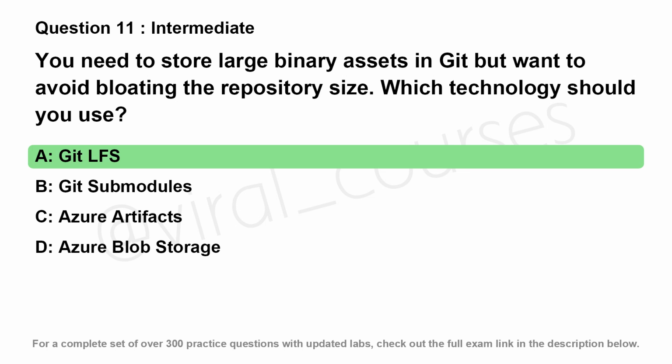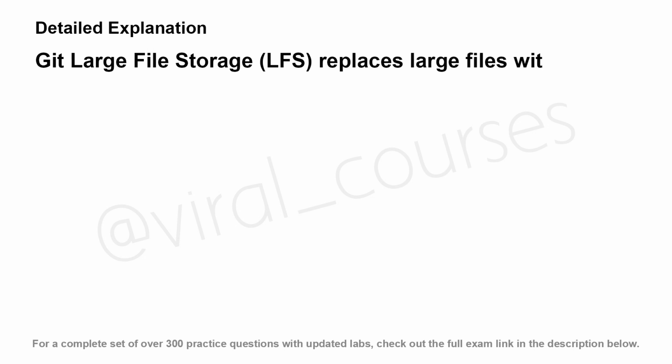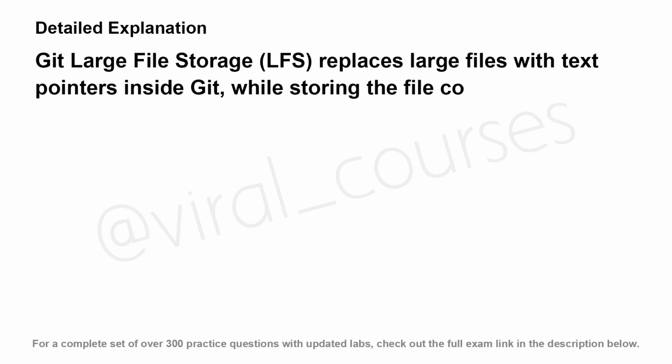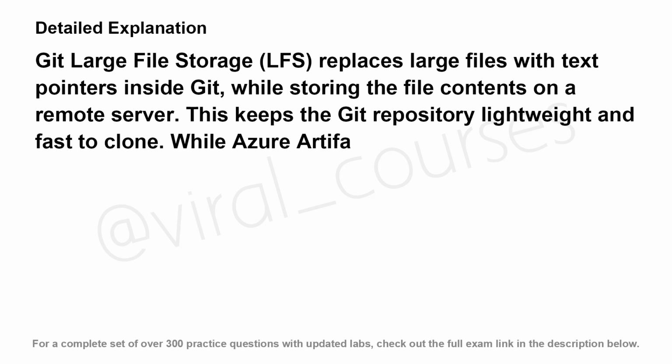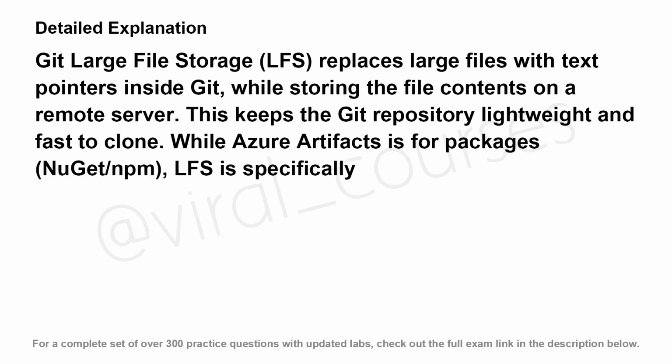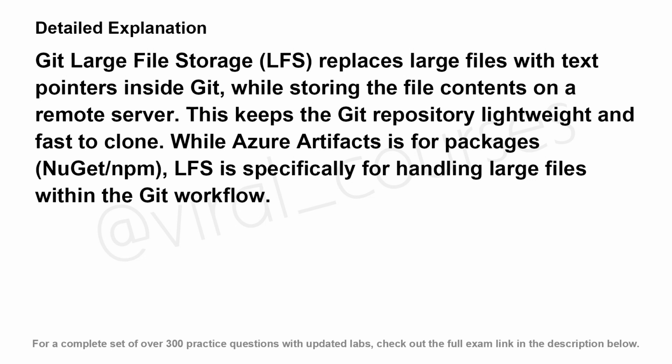The correct answer is A. Git Large File Storage, LFS, replaces large files with text pointers inside Git, while storing the file contents on a remote server. This keeps the Git repository lightweight and fast to clone, while Azure Artifacts is for packages, NuGet, npm. LFS is specifically for handling large files within the Git workflow.